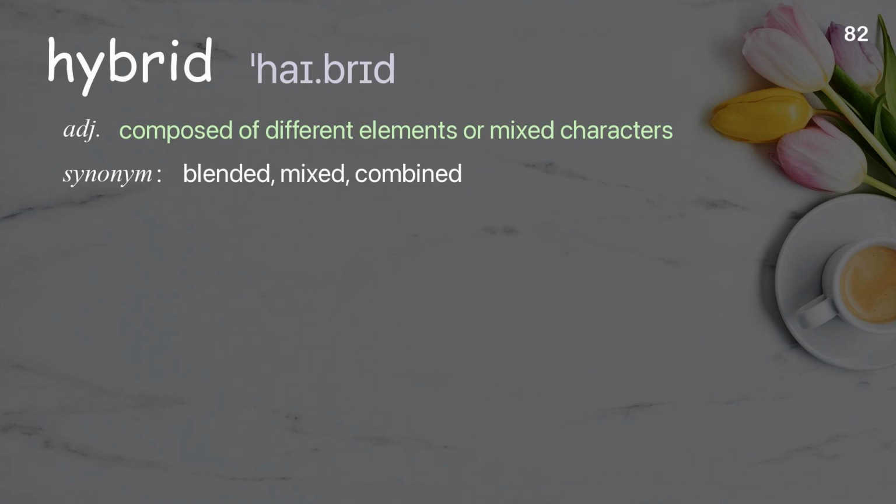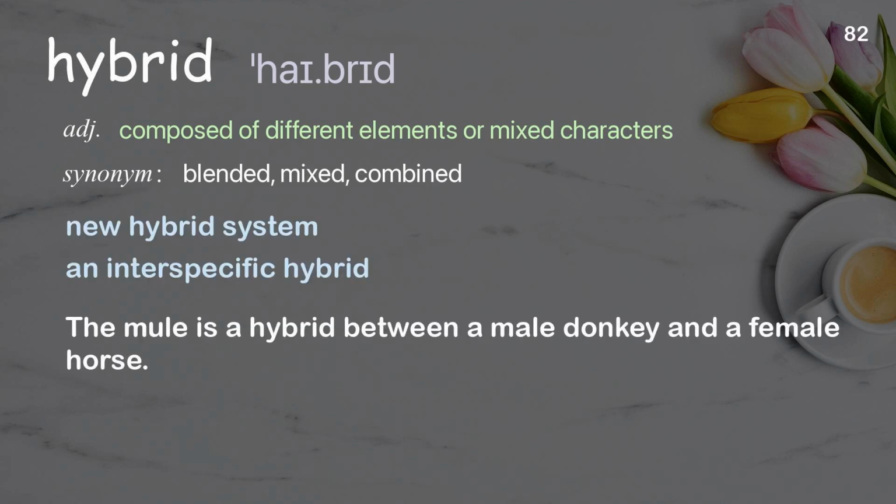Hybrid. Composed of different elements or mixed characters. Examples: New hybrid system. An interspecific hybrid. The mule is a hybrid between a male donkey and a female horse.